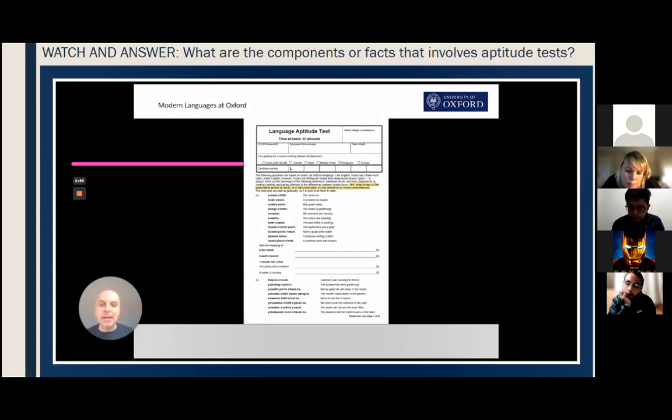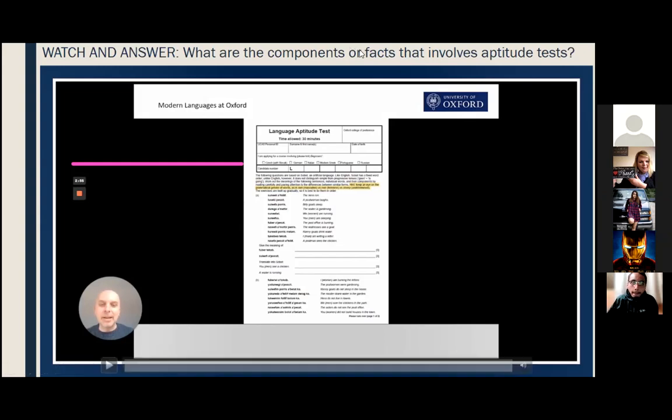Okay, I'm not sure if you could listen well. Yes. Or do you understand? Yes. So not so good. Okay, but the question is, what are the components or factors that an aptitude test involves? I don't know if someone can answer or write in the chat. Or may I repeat? Maybe you want to repeat it if they couldn't hear it.